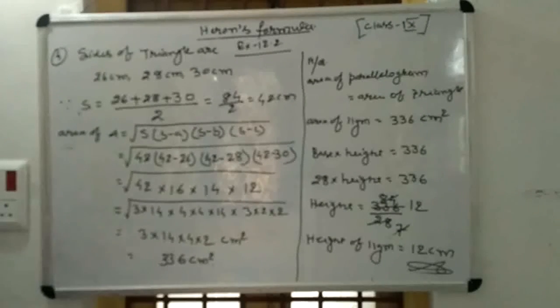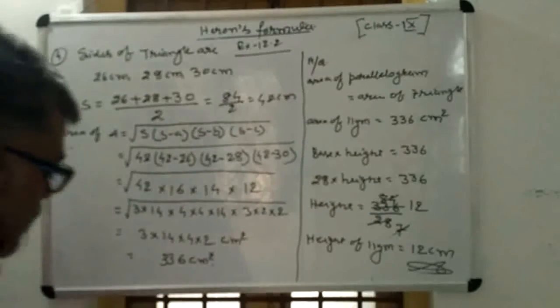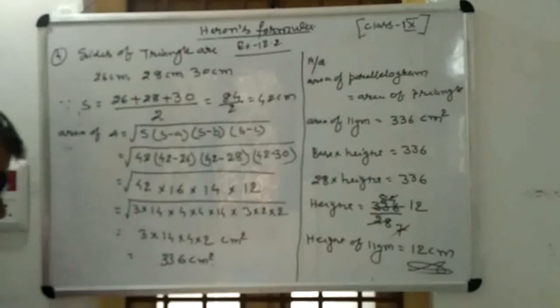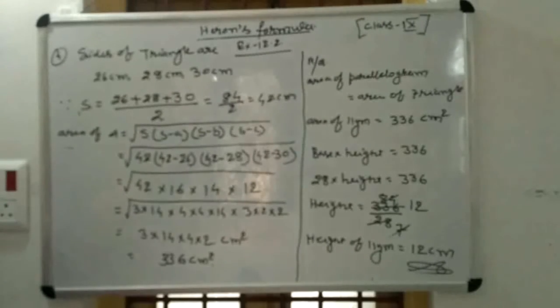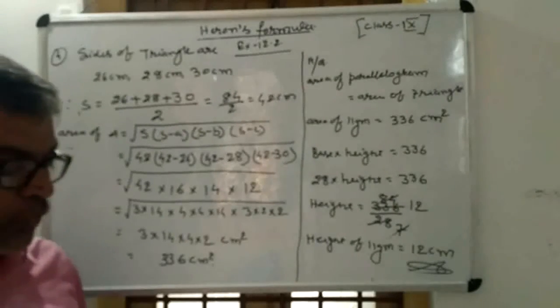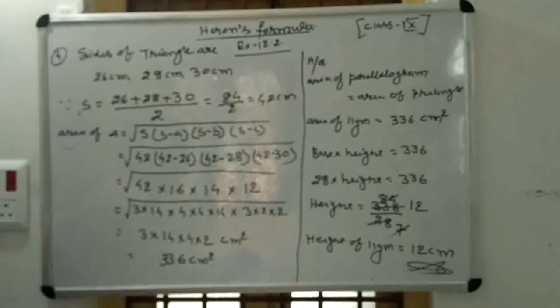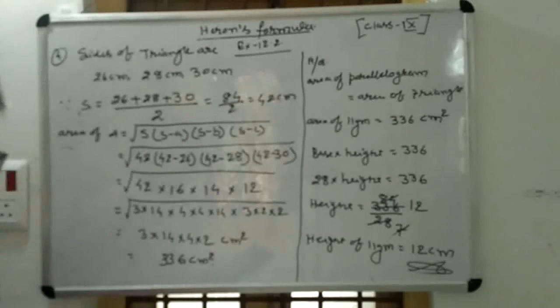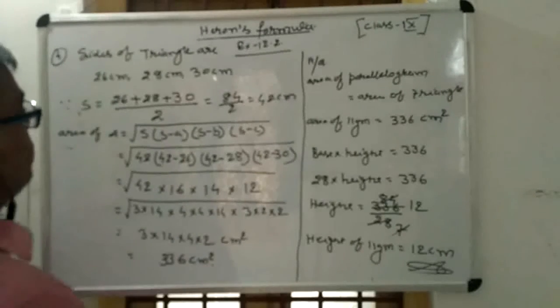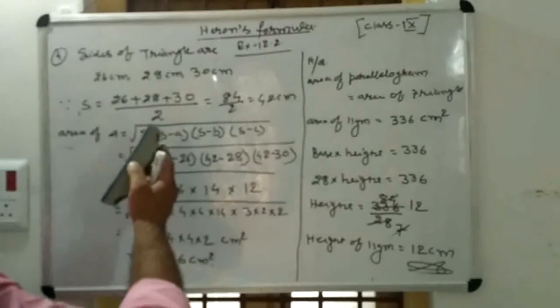Now coming to the next question. The next question is saying that a rhombus shaped field has green grass for 18 cows to graze. If each side of the rhombus is 30 meter and its longer diagonal is 48 meter, how much area of grass field will each cow be getting? Let's see question number 5.